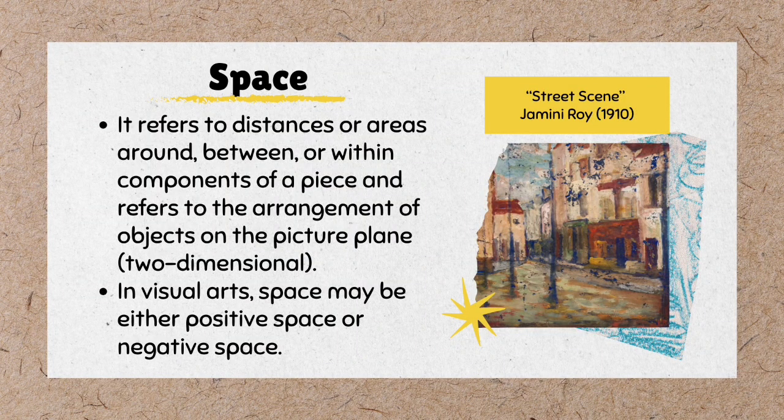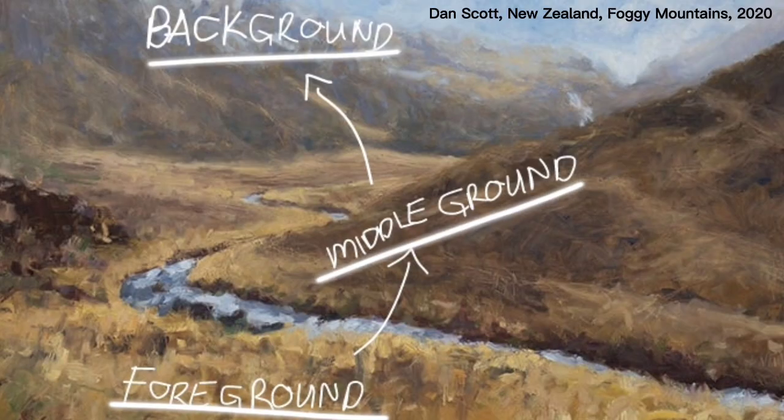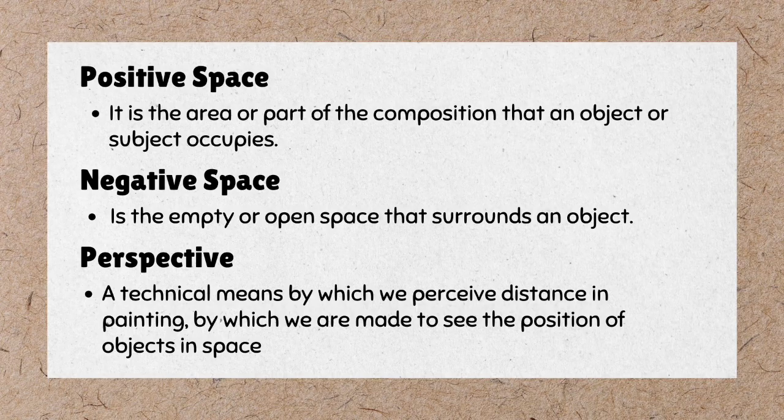And lastly, we have space. Space is the area around, between, or within objects. Artists use perspective to show depth and distance. Foreground, middle ground, and background help viewers sense distance in painting. In visual arts, space may either be positive space, where objects are placed, or negative space, the empty area around them. Moreover, perspective is a technical means by which we perceive distance in painting, by which we are made to see the position of objects in space.